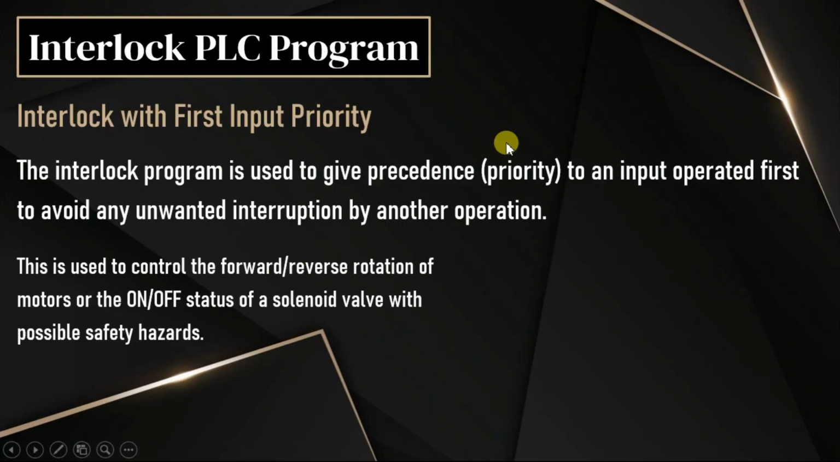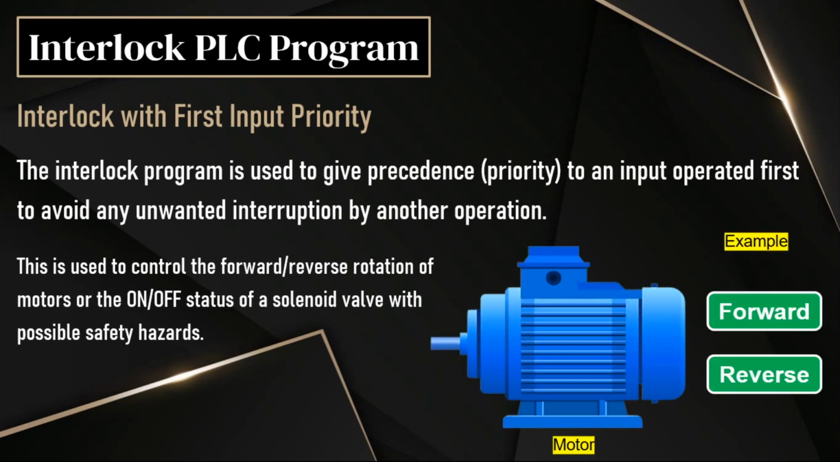In this video, we are going to discuss one interesting topic, which is interlock with first input priority. In industries, we have many equipment and machines. These machines do multi-functions. One of the examples is motor. Motors can rotate in forward direction or in reverse direction as per our requirement.